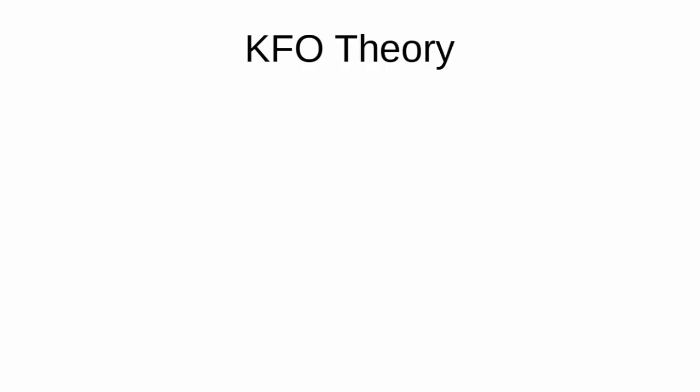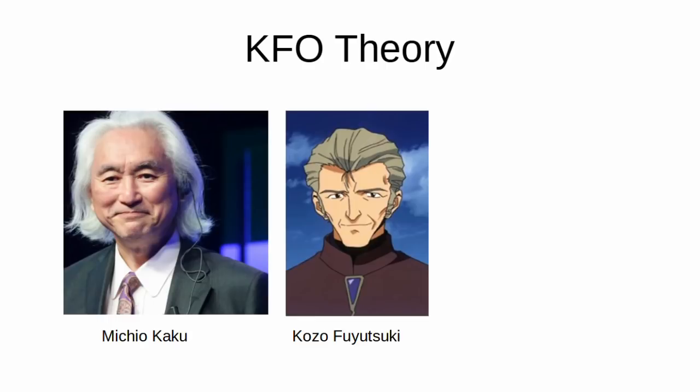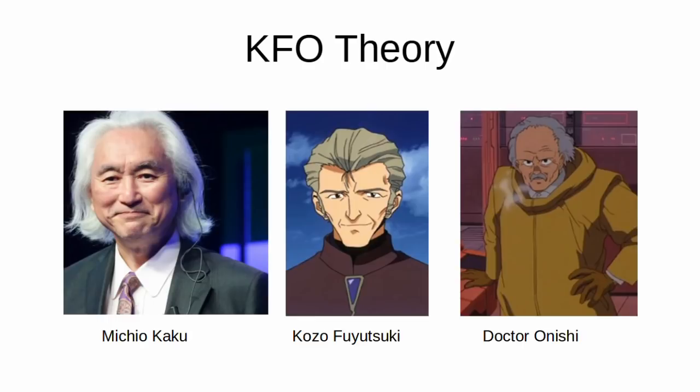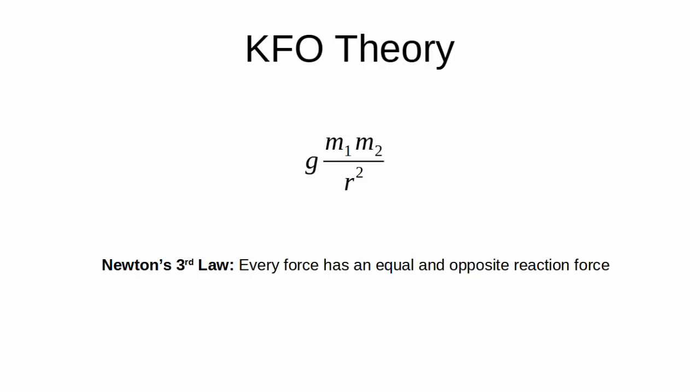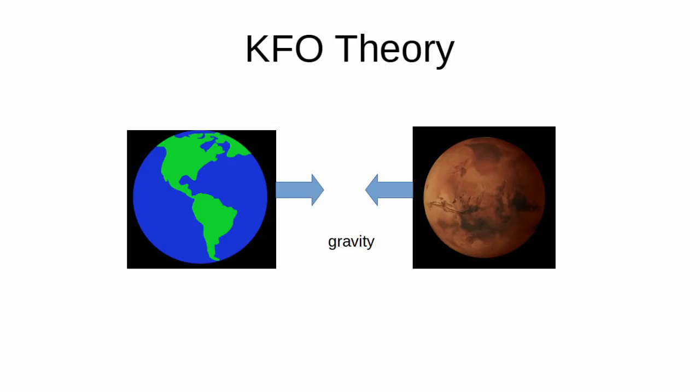The KFO gravitational theory from University of Tokyo researchers Michikaku Kozufuyutsuki and Dr. Onishi exploits Newton's third law of motion to recover a far-field force on massive bodies. So let's take a look at their construction. Here is Newton's gravitational equation. Now from Newton's third law, we know that each force has an equal and opposite reaction force, and gravity is no different. Therefore, we can use this principle to build up this reactive gravitational force that KFO terms contragravity.